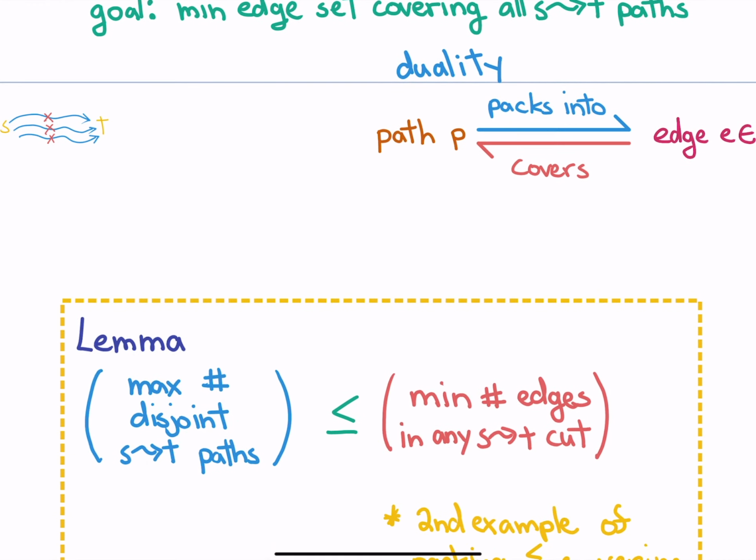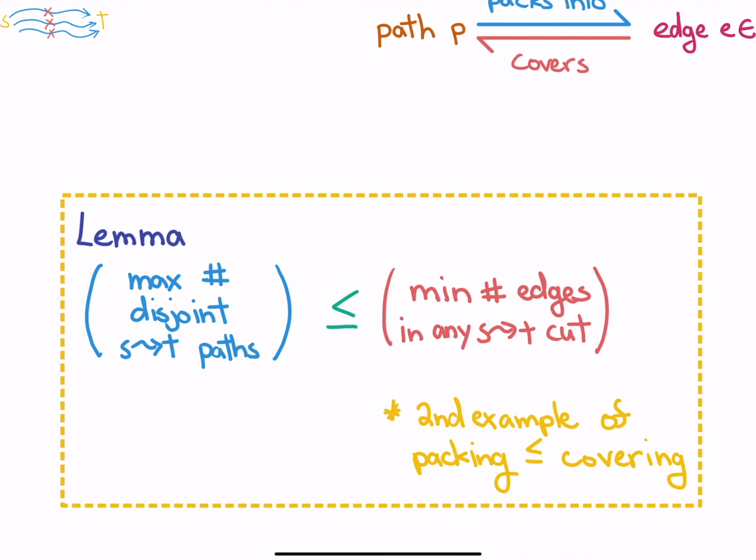So our first lemma, and this actually applies whenever you run into a packing and covering kind of situation, as we'll see, is going to say that the maximum number of disjoint S to T paths is always at most the size of any S to T cut. That is, the maximum number of disjoint S to T paths is at most the number of edges in any S to T cut.